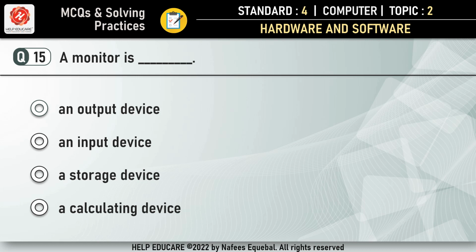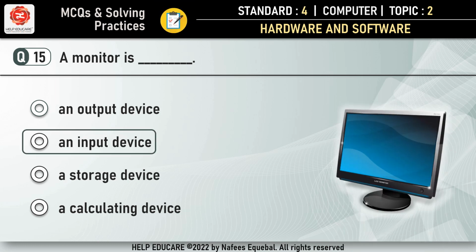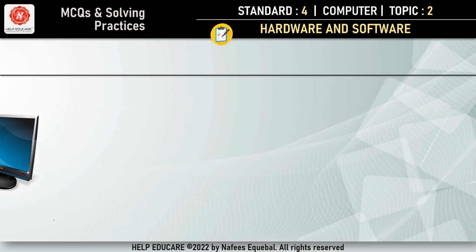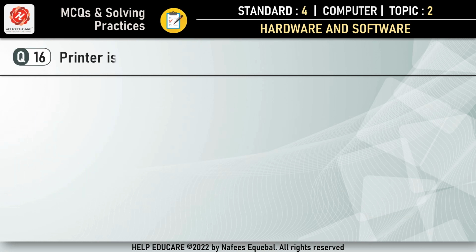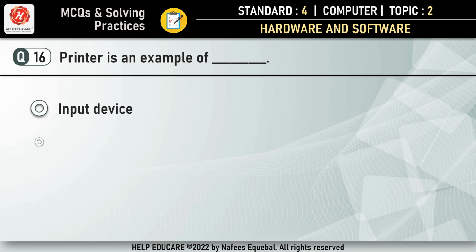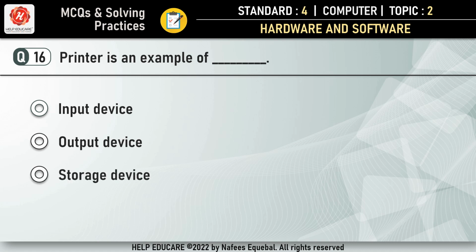Answer will be displayed in 10 seconds. Correct answer is an output device. Question number 16. Printer is an example of dash. First option, input device. Second option, output device. Third option, storage device. Answer will be displayed in 10 seconds.